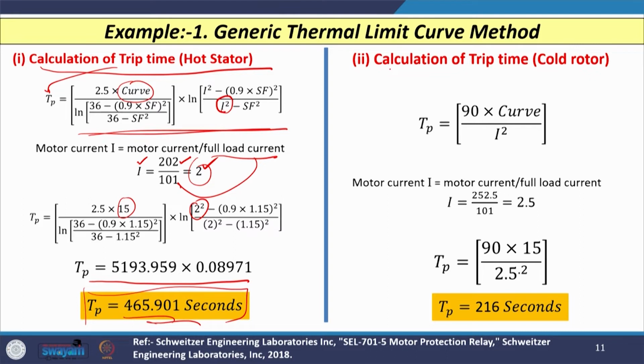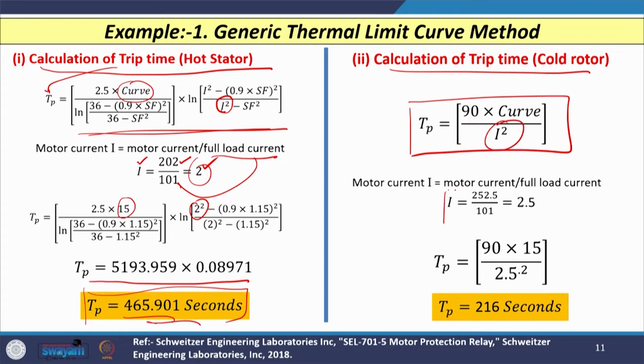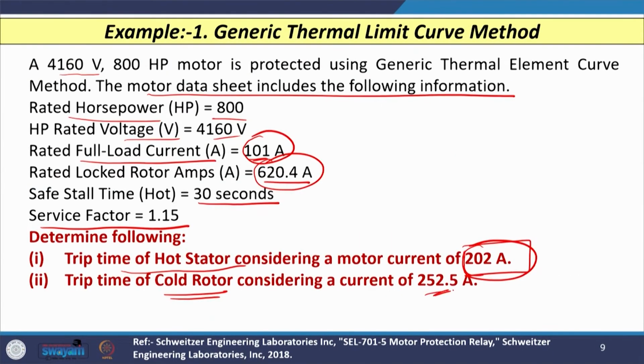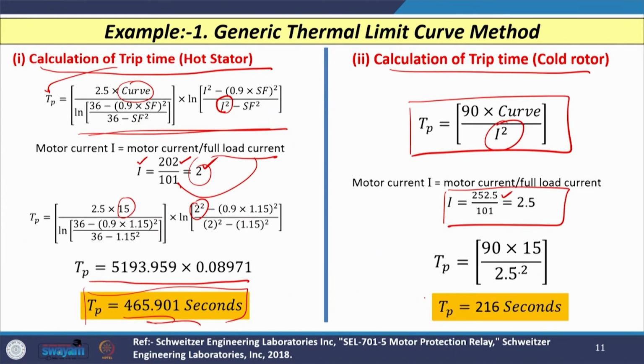Similarly, if we calculate the value of trip time for cold rotor, then Tp is given by this equation we have already discussed and in that case you can see that the value of I, that is nothing but we can calculate easily by considering the motor current. So, motor current in this case it is given as 252.5 ampere. So, motor current is this 252.5, the full load current is 101 ampere, value of I that comes out to be 2.5. So, with this value if I put it here, then we can have the value of Tp, that is 216 second. So, with I 2.5 for curve that is equal to 15, the value of Tp comes out to be 216.